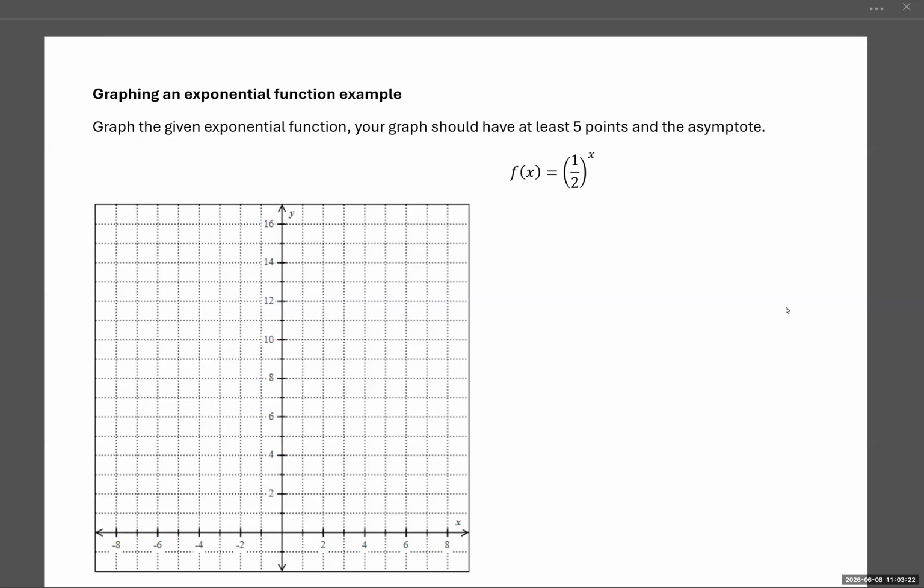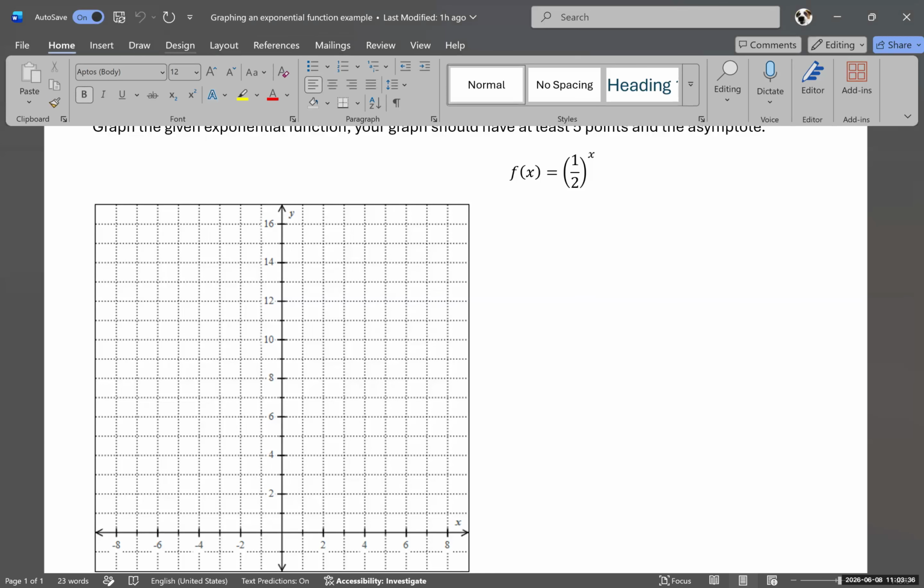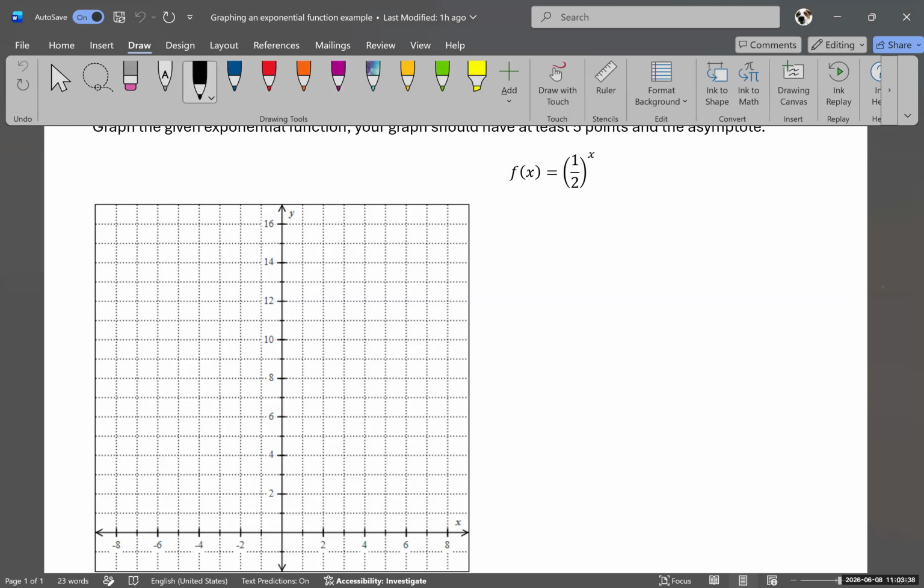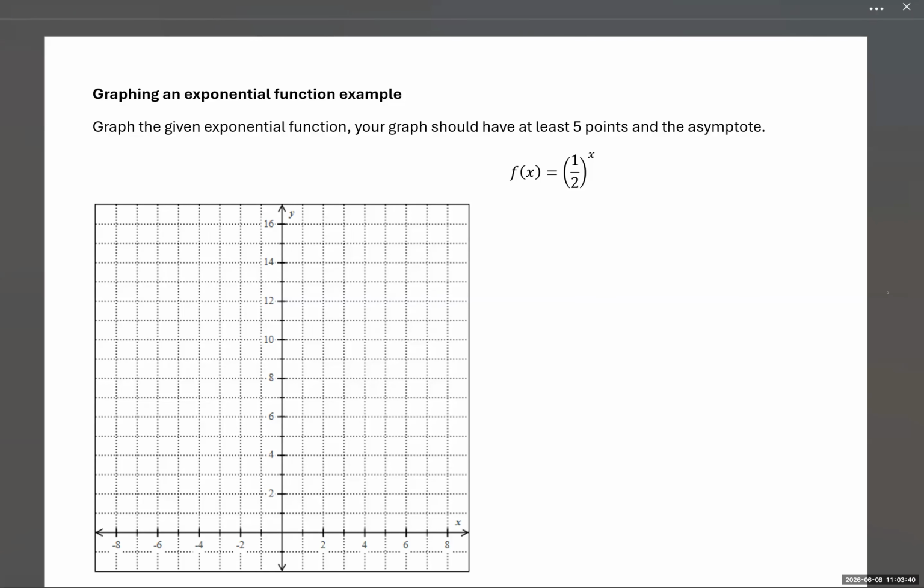This is a step-by-step example on how to graph an exponential function using a table of values. So for this particular one, we need to have at least 5 points plotted on the graph and the asymptote. The asymptote for an exponential function, unless it has been translated vertically, is always at the x-axis.